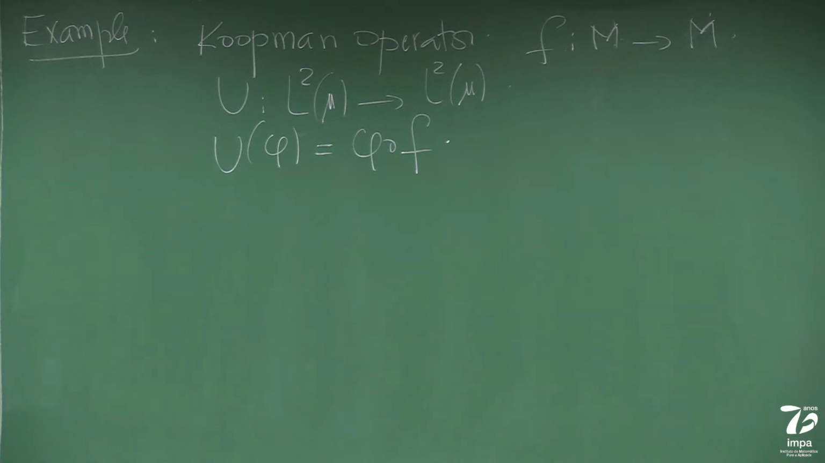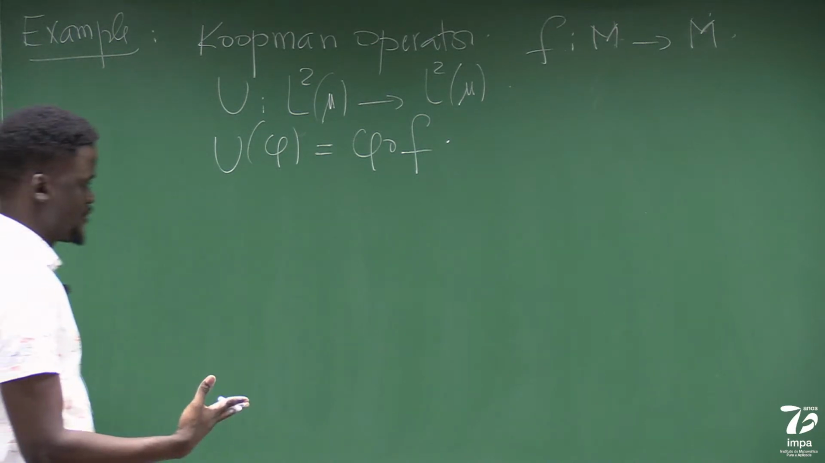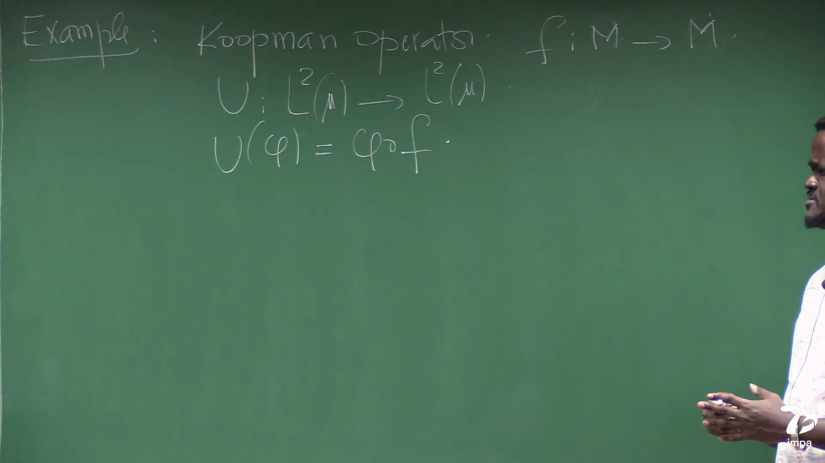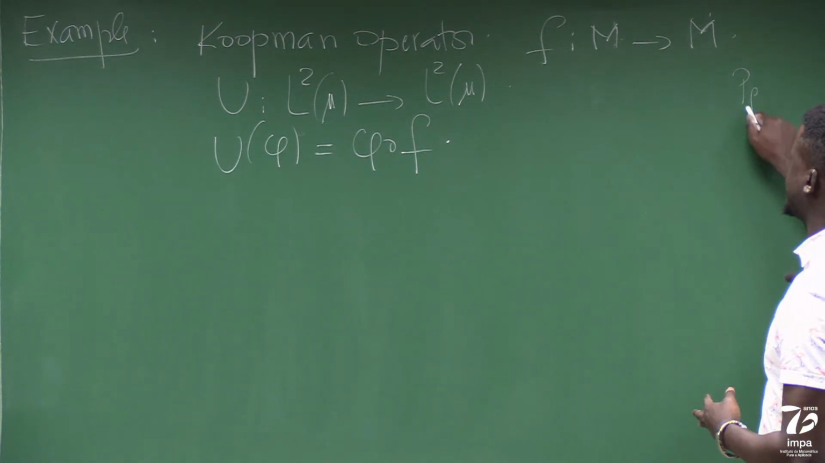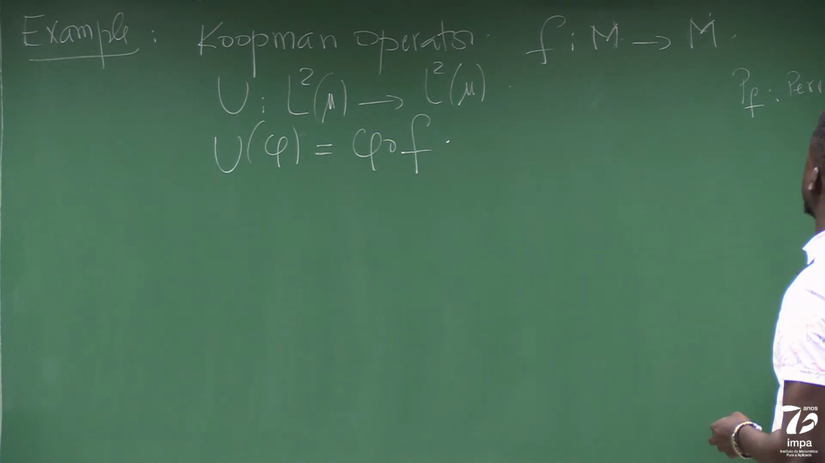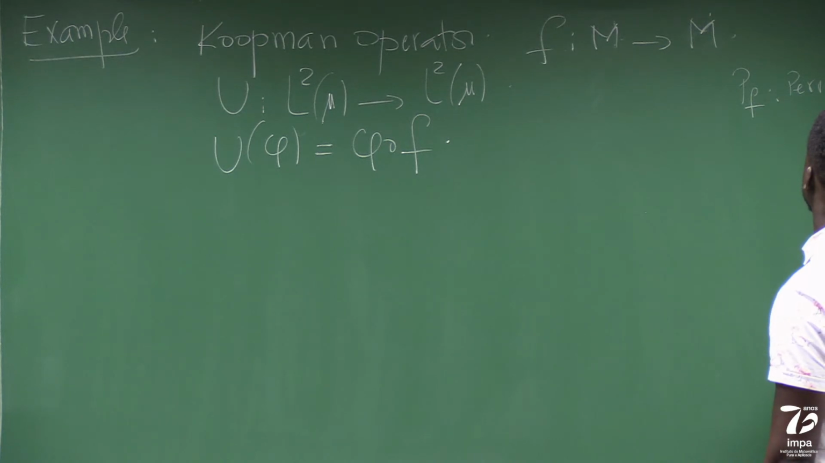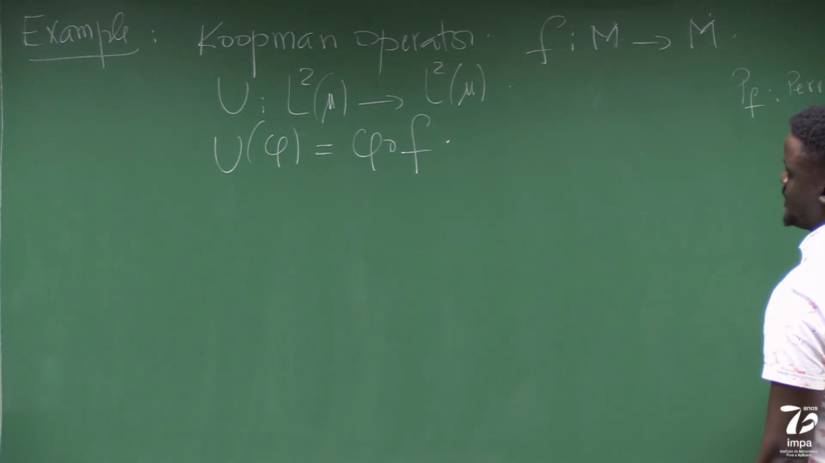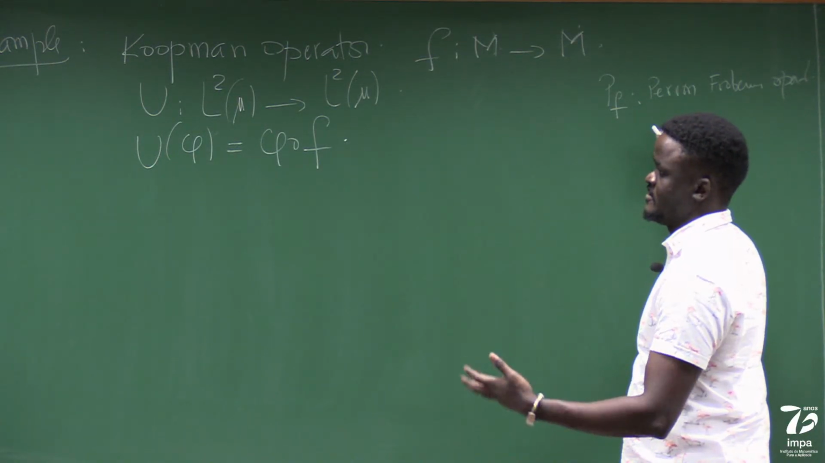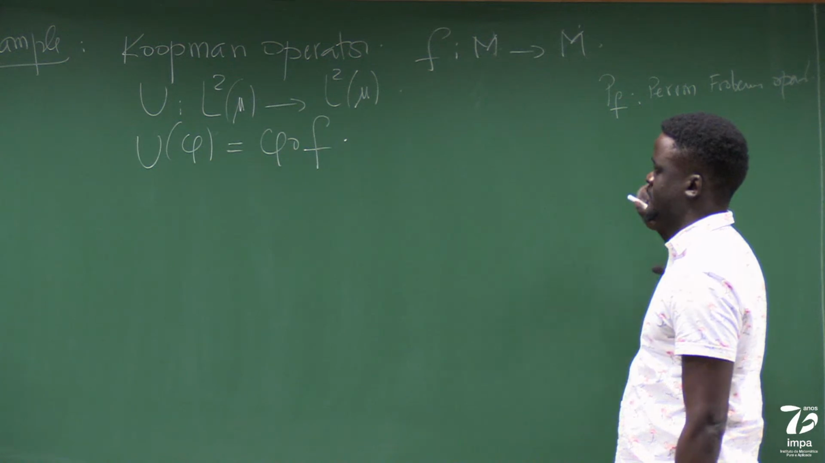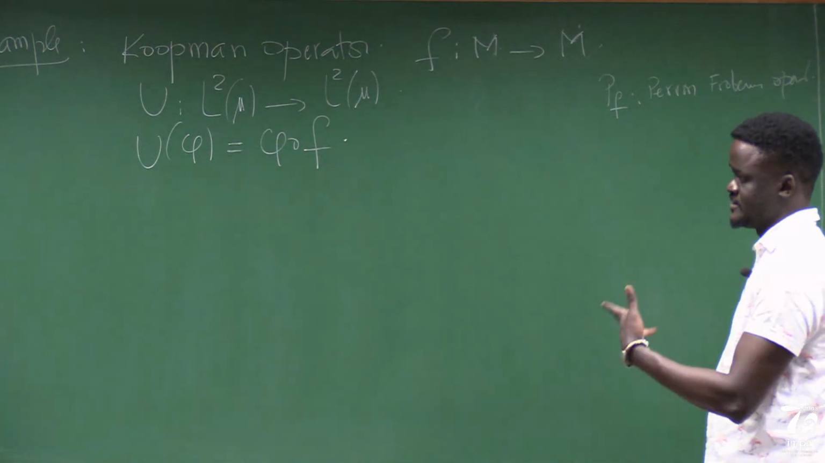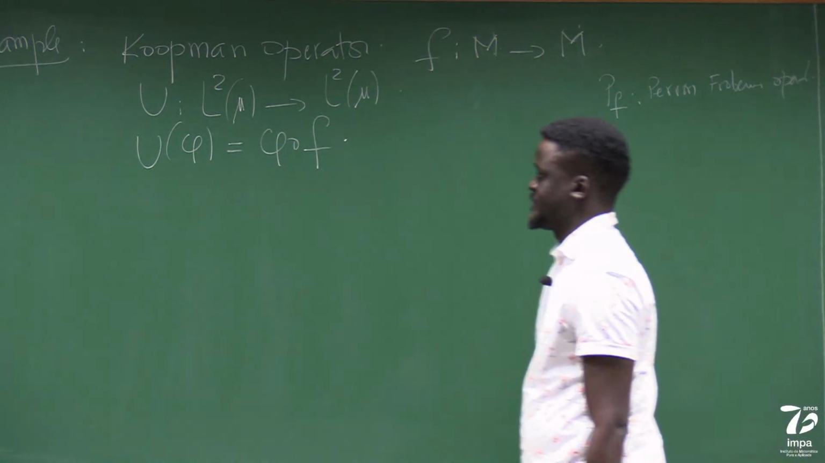Unlike the transfer operator, or the Perron-Frobenius operator. If you remember, we had this operator P_F, which was the Perron-Frobenius operator, and this was used to find densities of invariant measures for a dynamical system. Here, this is another operator which is used to find invariant functions. So, definition.